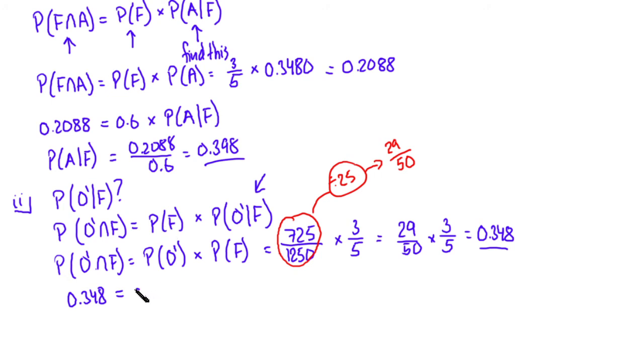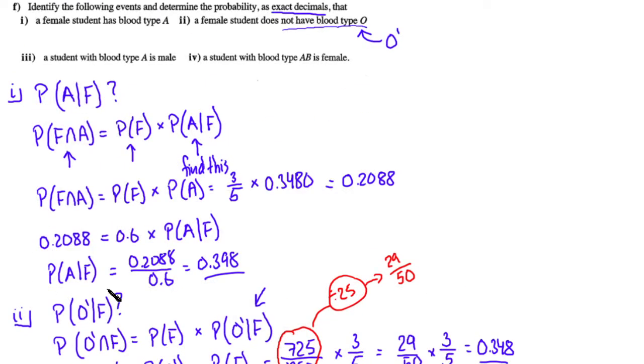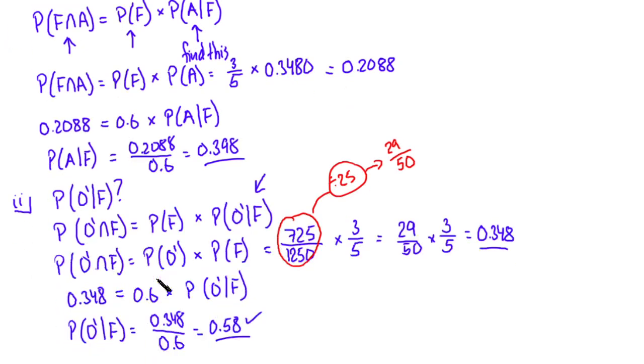The probability of being female is 0.6 times the probability of not having blood type O given that it's a female. So we just divide both sides by 0.6. The probability of not having blood type O given female equals 0.348 divided by 0.6, which is 0.58. That's your answer. I don't think they said anything about exact decimals, so that's it.